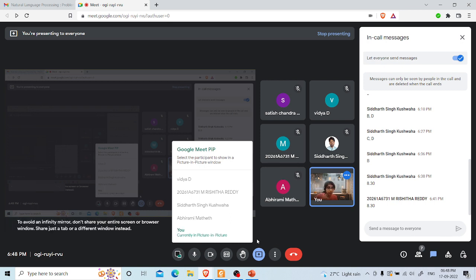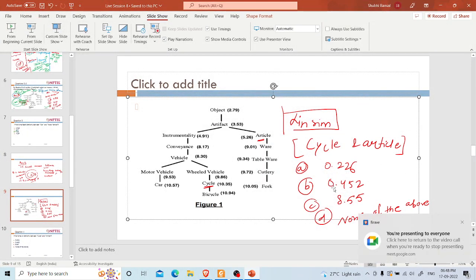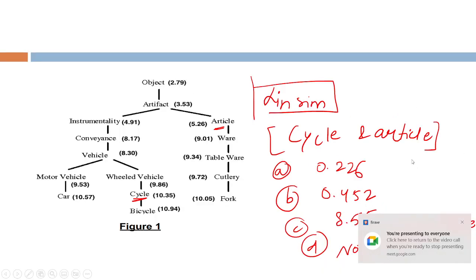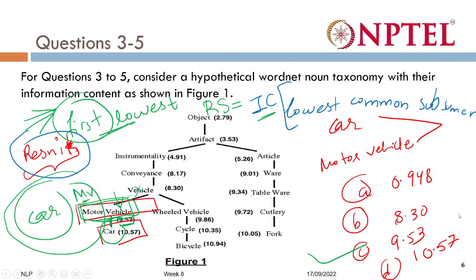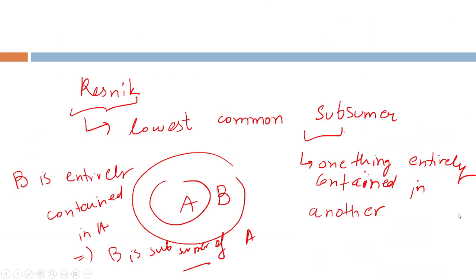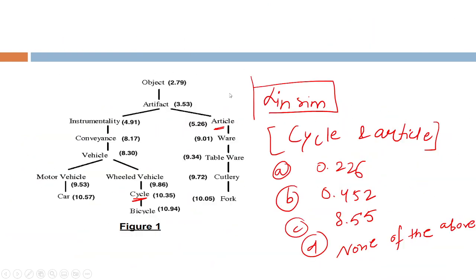Someone already said 8.30. Okay. I think, is it for the previous question or this question? Because 8.30 is not in the options. Maybe it was for the previous question. Okay, so please give this a try. This is your question number 4. You have to compute the Lin similarity between cycle and article. Put your answers in the chat box.